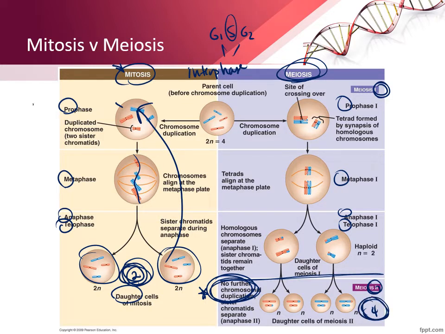Everything's going to start at diploid. Remember, that's the 2n number. In humans it's 46. At the end of mitosis, we still have 46 chromosomes in each cell. But at the end of meiosis in humans, we only have 23 chromosomes. And these will be gametes instead of somatic or body cells.